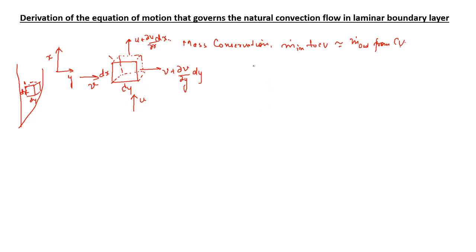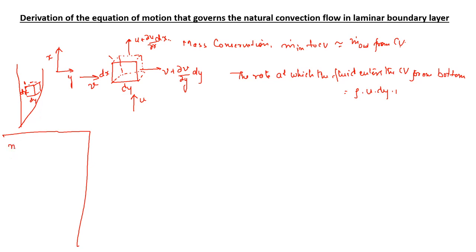Now, the rate at which the fluid enters the control volume from the bottom is equal to rho times u times dy times 1. How do we get this? I'm explaining it here.